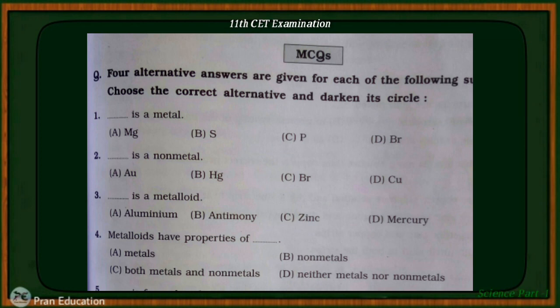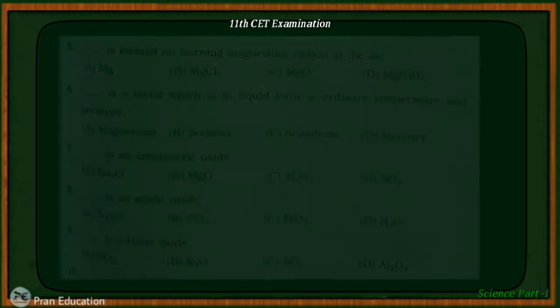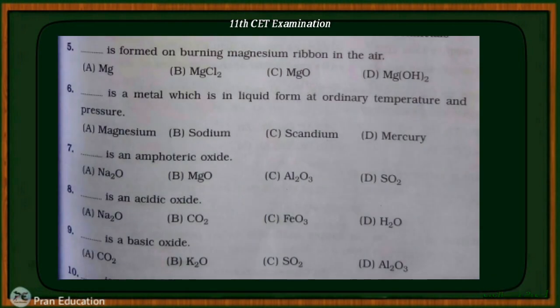Fourth, metalloids have properties of dash. Options: A. Metals, B. Non-metals, C. Both metals and non-metals, D. Neither metals nor non-metals. The correct option is option C. Both metals and non-metals.